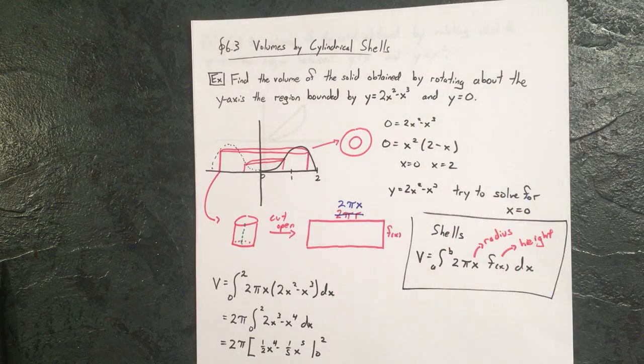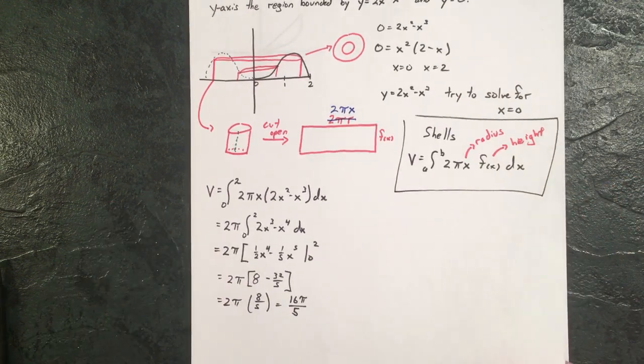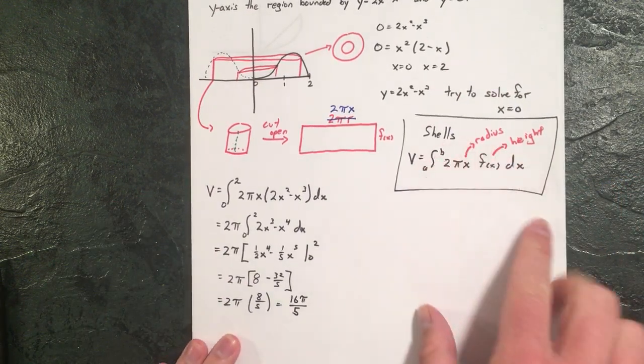Okay, I know that's a lot. It's overwhelming there. Let's break it down in another question and see if it runs a little smoother, now knowing the general formula for shells that we're going to be using.